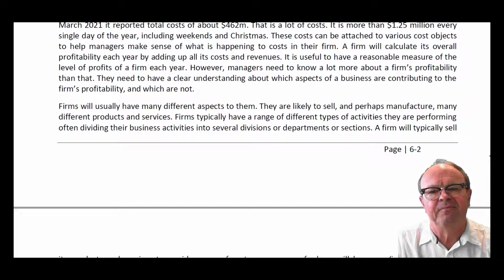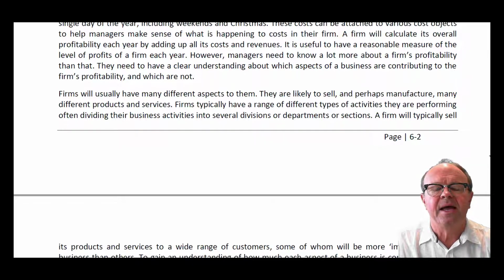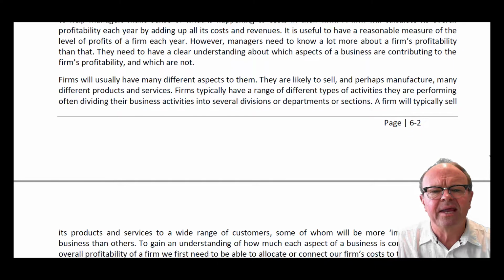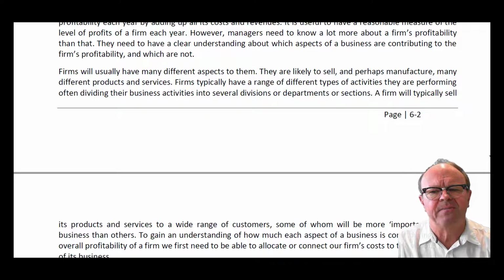A firm will calculate its overall profitability each year by adding up all its costs and revenues. It is useful to have a reasonable measure of the level of profits of a firm each year. However, managers need to know a lot more about a firm's profitability than that. They need to have a clear understanding about which aspects of a business are contributing to the firm's profitability and which are not.